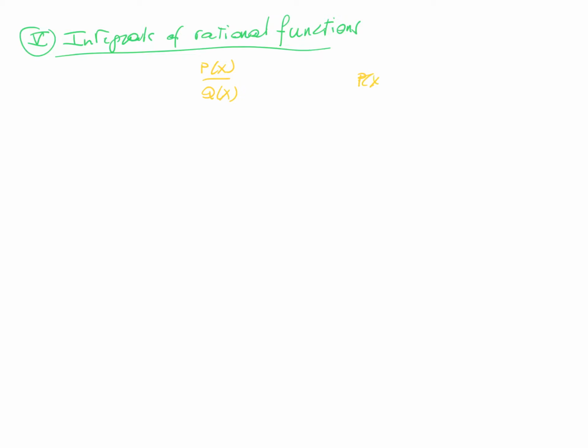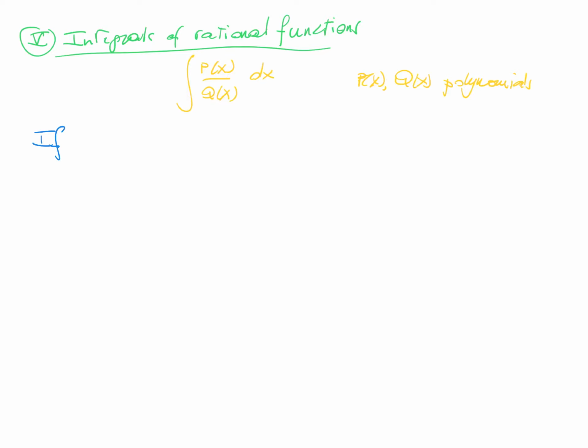Next, let us see how to calculate the integral of rational functions. So recall that a rational function is a function of the form p(x) divided by q(x), where both p(x) and q(x) are polynomials. And now we want to calculate the integral of this rational function p(x) over q(x). The way to tackle this problem will depend on the degree of both polynomials.